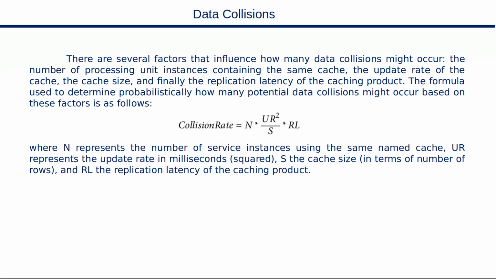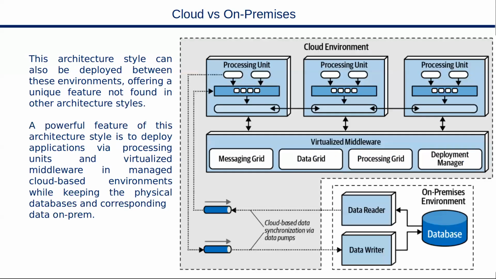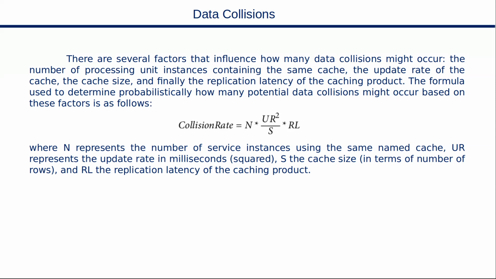So for example, maybe I didn't add some additional examples here, but for instance, you can say the number of instances will be 5. Cache size will be 50,000 rows. Replication latency will be 100 milliseconds. Updates also 70,000 per hour. So you can calculate the collision rate and the percentage. So what will be the percentage of these collisions?